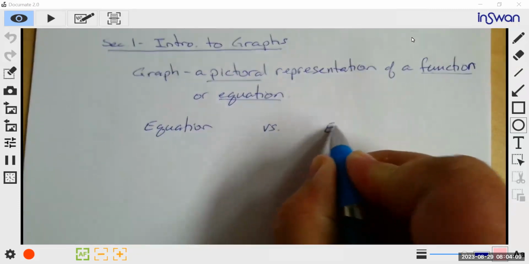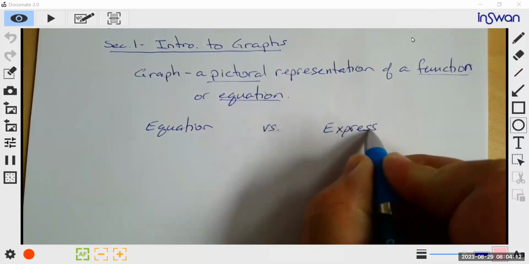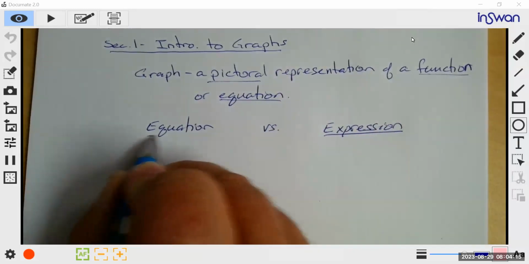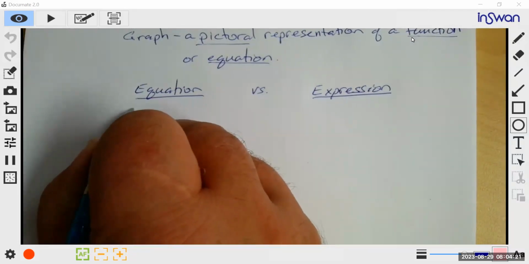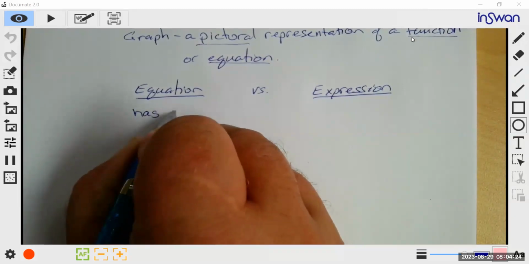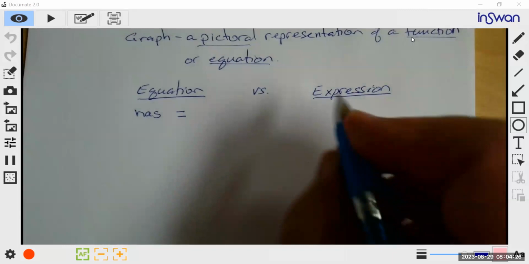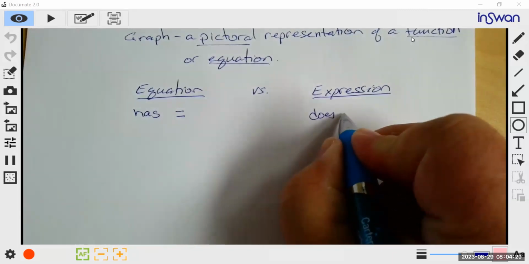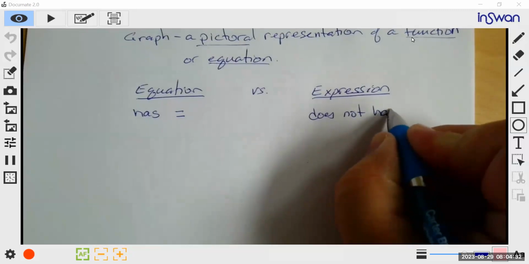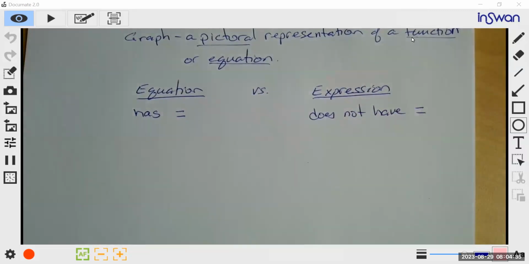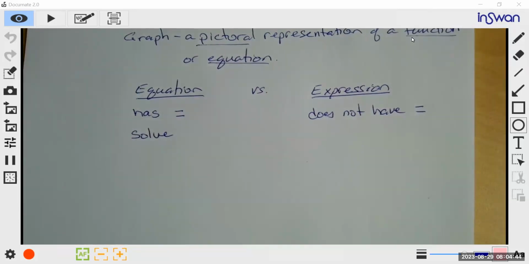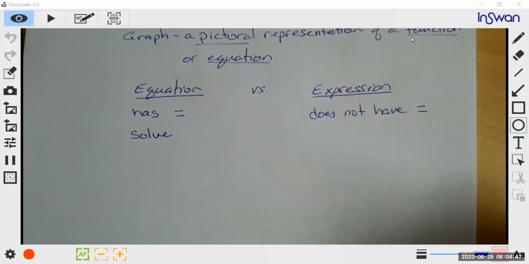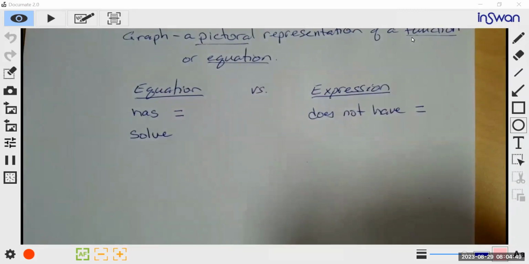So, equation versus expression. As we said, an equation has an equal sign. An expression does not have an equal sign. Equations, you're asked to solve the equation. And expressions, what are you asked to do? Simplify.